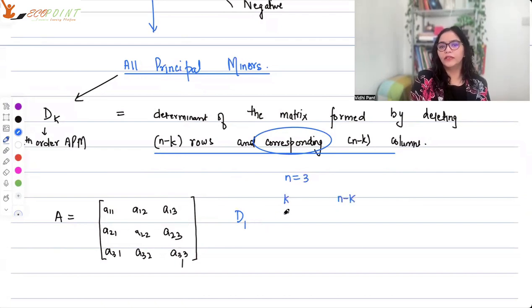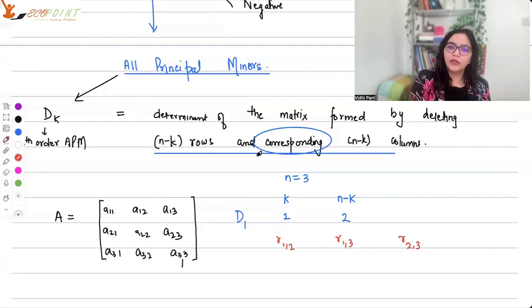So in D1, K is equal to 1. So N minus K is 2. So which means I should be deleting 2 columns and corresponding 2 rows, or 2 rows and corresponding 2 columns. So what does it mean? If I have to delete 2 rows, what 2 rows can I take? I could delete row 1, 2. I could delete row 1, 3. I could delete row 2, 3, right?